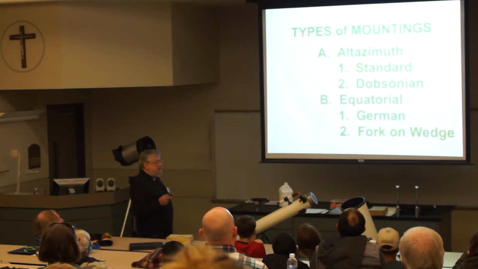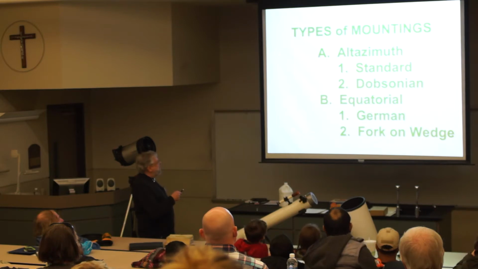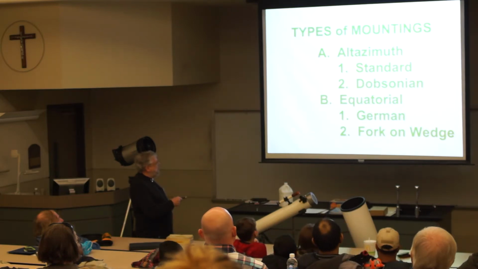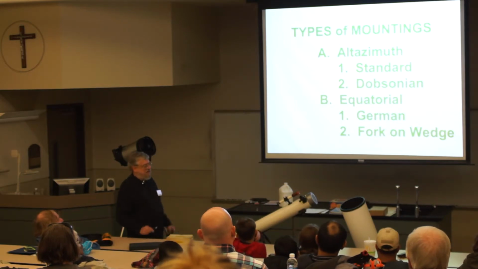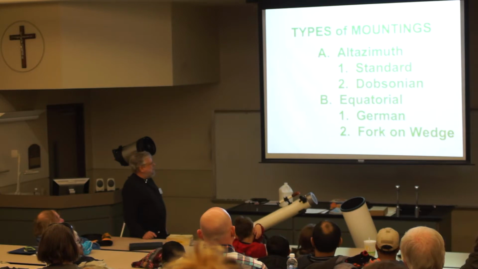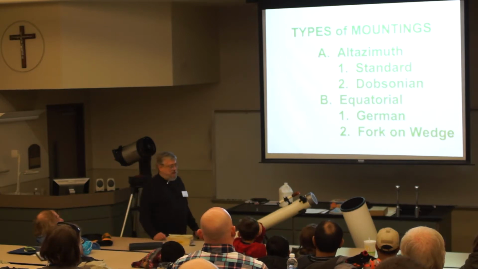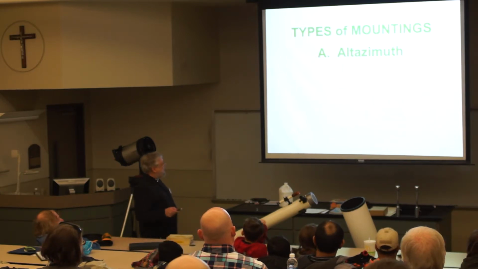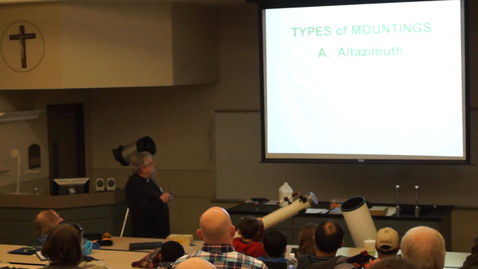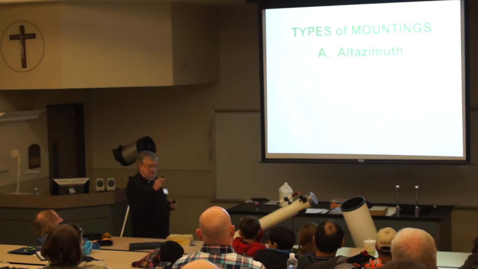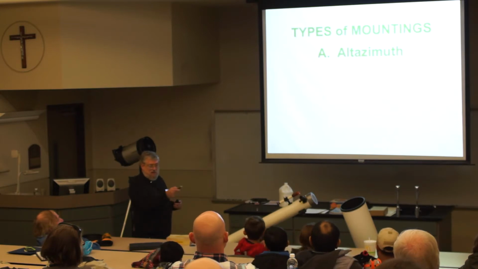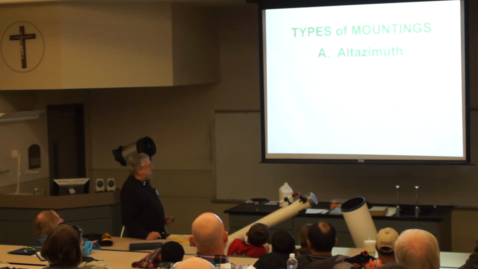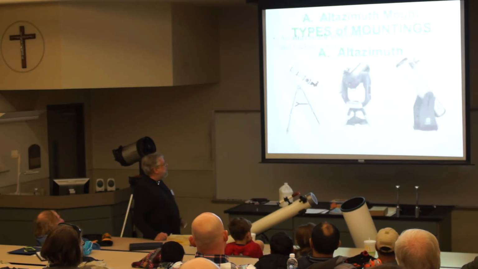There are two basic types of telescope mountings, alt-azimuth and equatorial. Each one of those is subdivided at least two ways. I've kind of combined things here a little bit, but there are two main ways to subdivide each one. If we look at the alt-azimuth mounting, the alt part means up and down. The azimuth part means the horizontal sweep around the horizon. So up and down, back and forth.